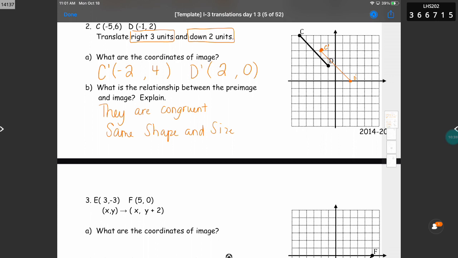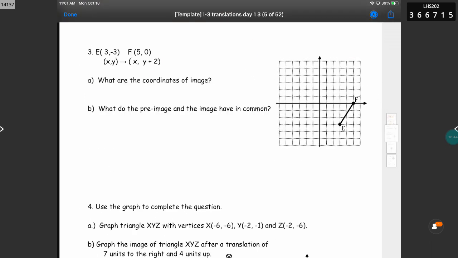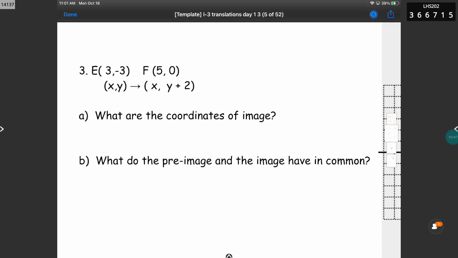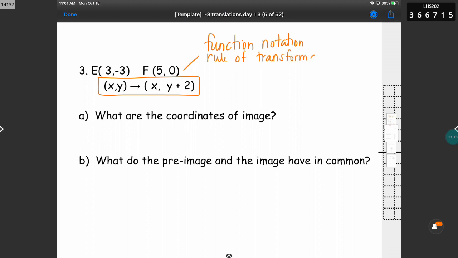Let's look at 3. 3 says E is 3, negative 3, and F is 5, 0. Then it has (x, y) with an arrow, (x, y plus 2). This right here is what we call function notation. It is a rule of transformations, and in this case, the rule of translation.